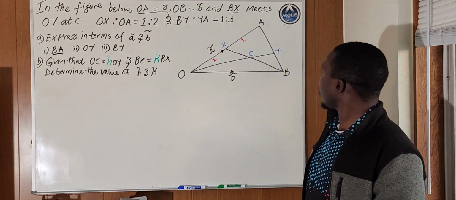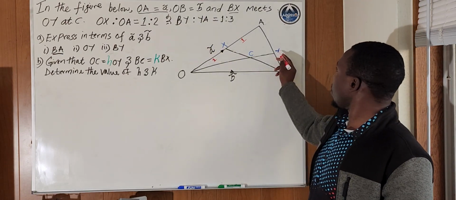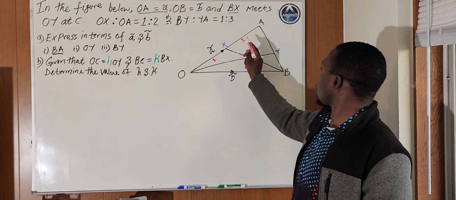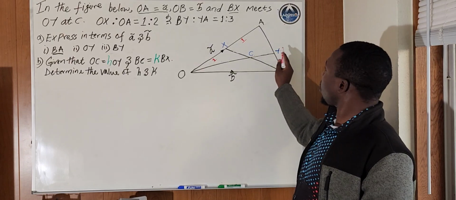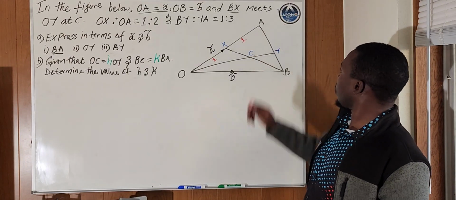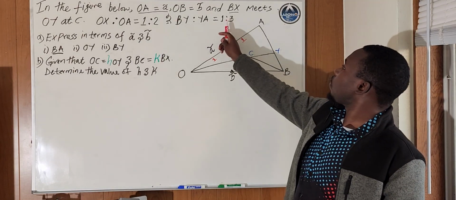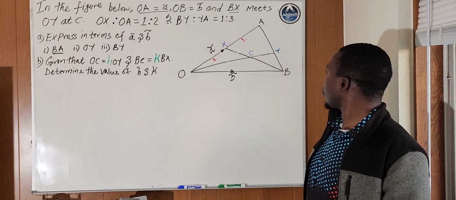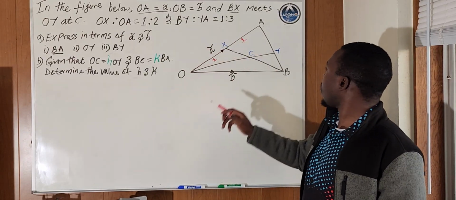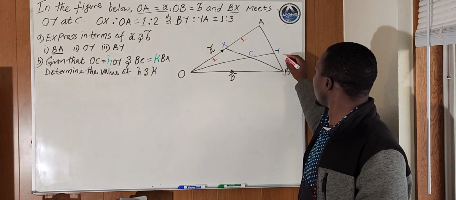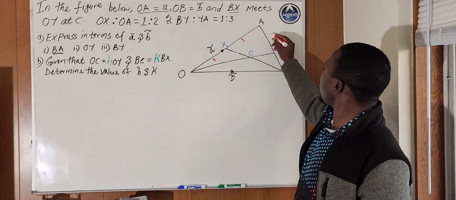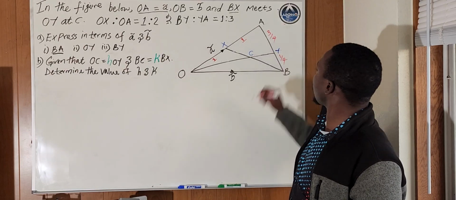BY is in the ratio of 1 to 3 of YA. So from B to A is the total of 3 plus 1, but we know BY is 1 over the total, which will be 1/4, and the remaining will be 3/4.